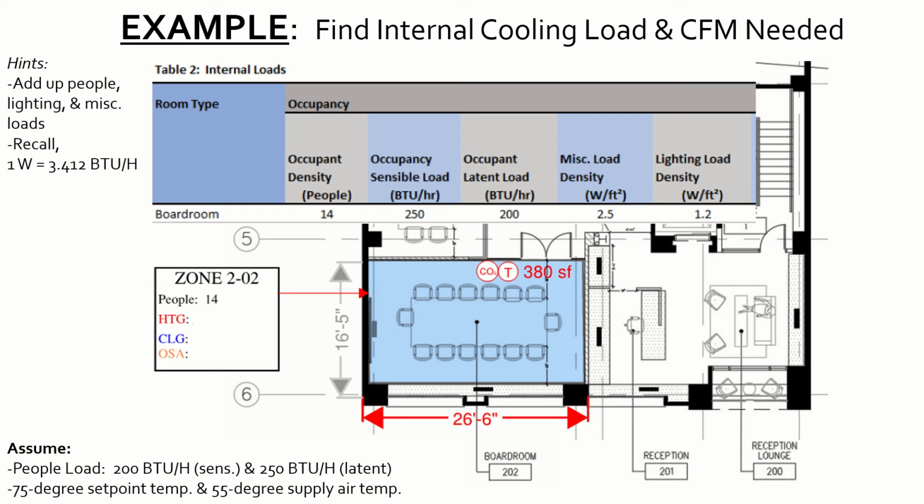Use the table to determine the internal load from people, lights, and plug load. Once you find the load, you can determine the CFM. Assuming the set point temperature of the room is 75 degrees and the supply air to the space is 55 degrees, how much CFM is needed to condition the internal space? So go ahead and do that calc by hand, pause the video, and take a look. All right, you should have unpaused the video, and let's check out the solution.